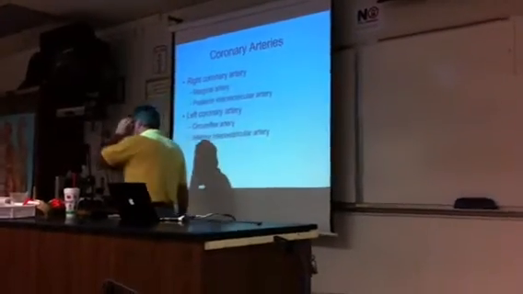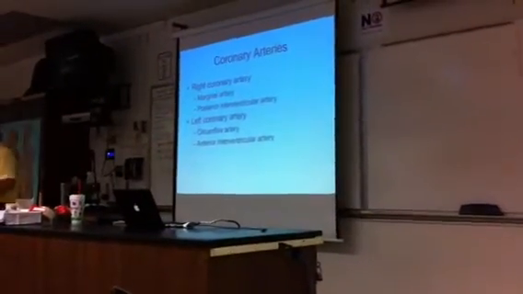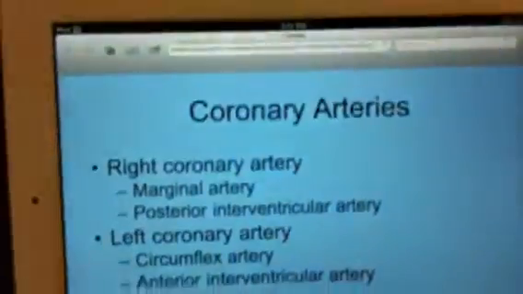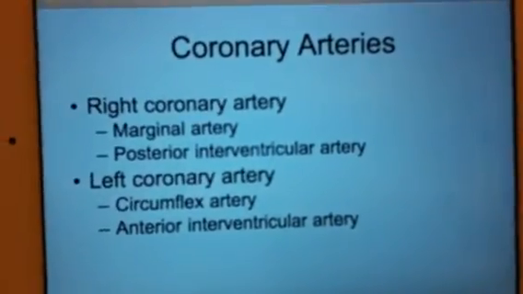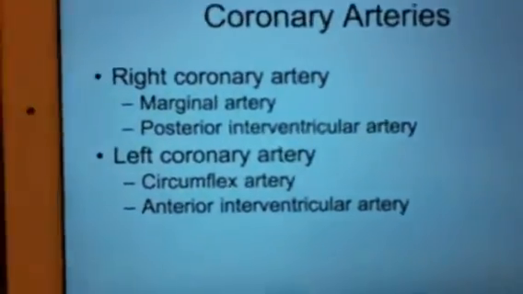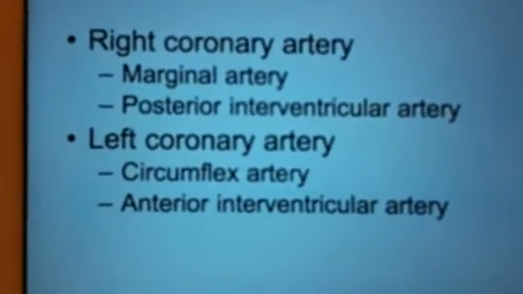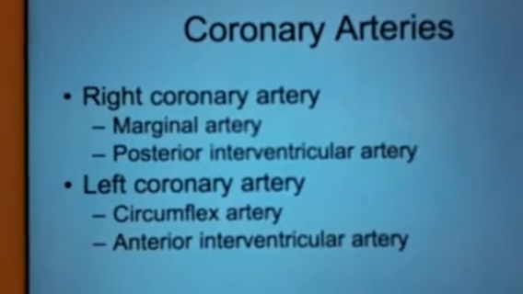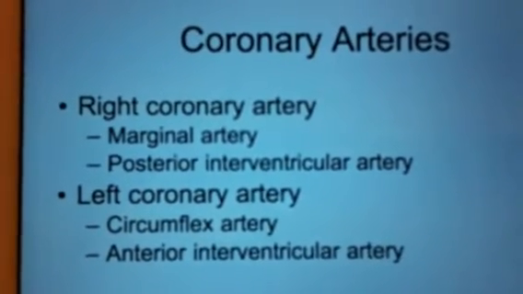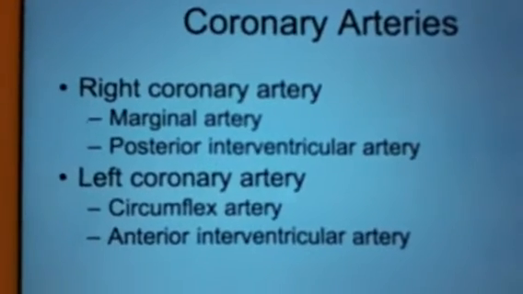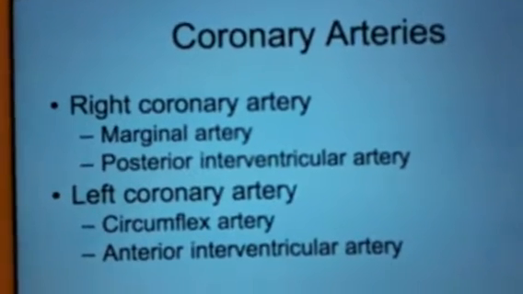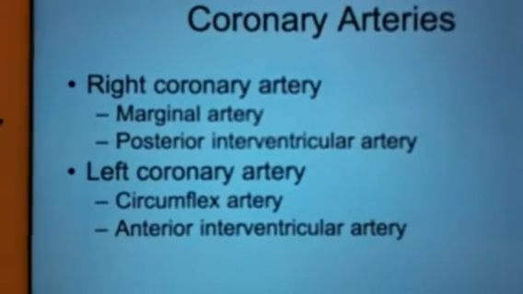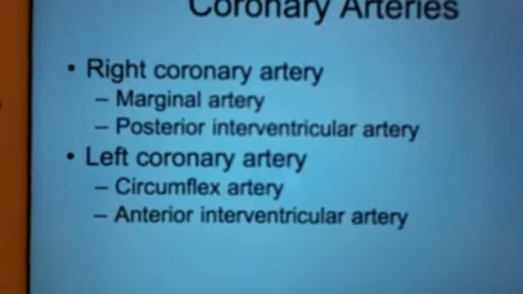But the coronary arteries branch into many smaller branches, but only a couple that we're going to deal with. You can see the branches of the right coronary artery. One is called the marginal artery, which is at the margin of the heart, and the other is the posterior interventricular artery. Those supply part of the heart with blood. Then the left coronary artery branches into the circumflex, which goes around, and the anterior interventricular artery. These are the ones that bypass surgeries deal with.